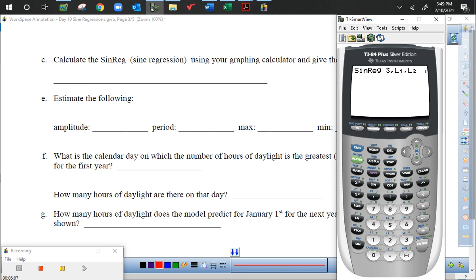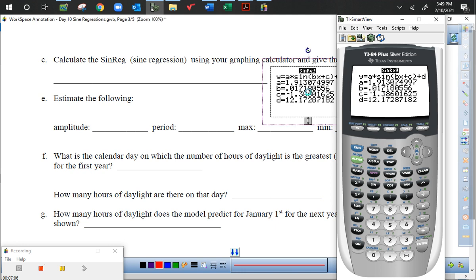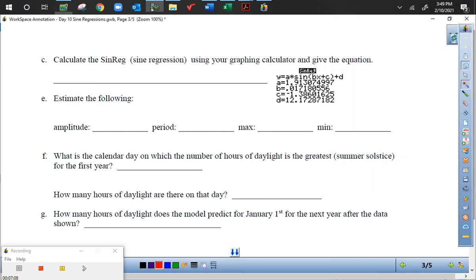It gives an equation here, and the formatting's a little bit different from ours. So what I want you to do for me is go ahead and write this on your paper for me, just to the side where I have it. That's going to make sure that we write all of the numbers that were given from our calculator in the correct order.